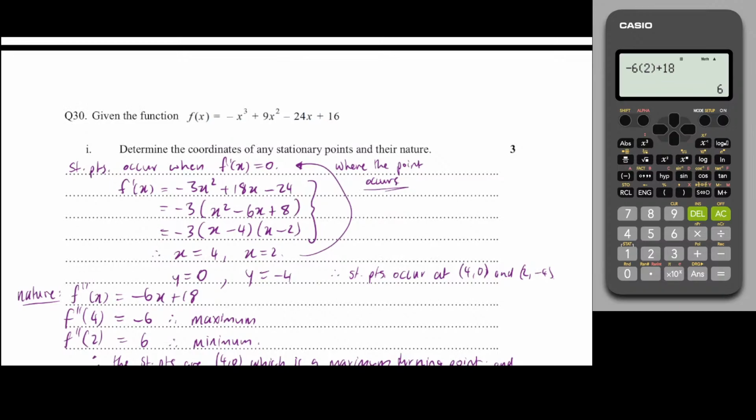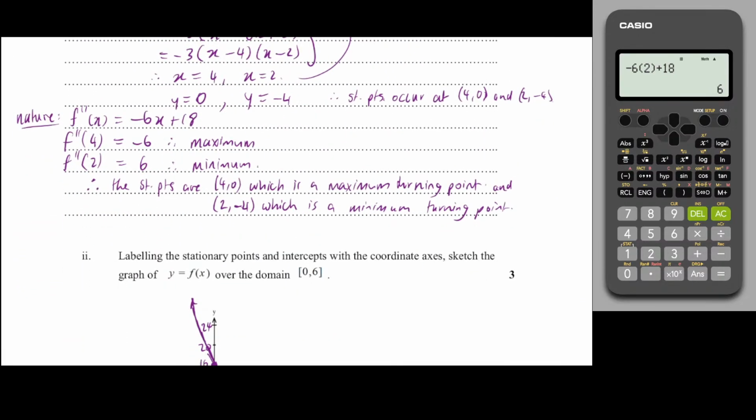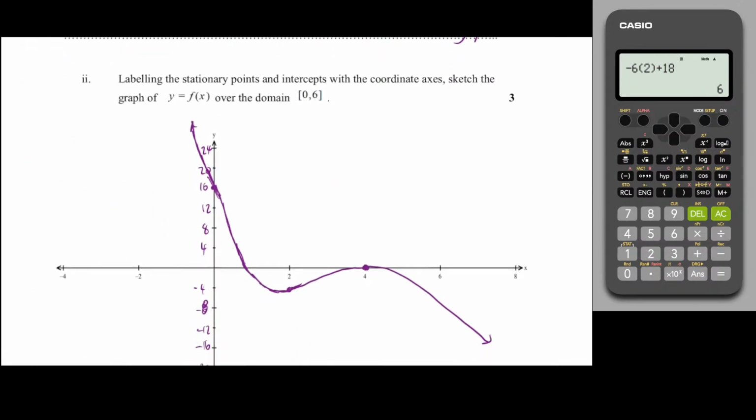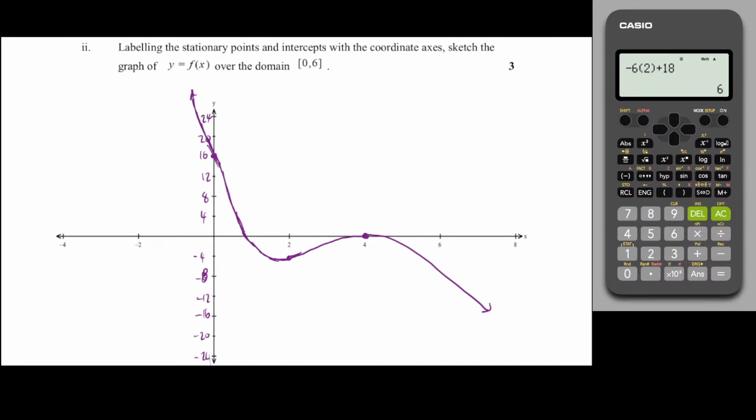Substitute 1 into it and see if it works. If you get 0, then it goes through there. So what's this? 1. Substitute 1, you'll get 0, and then you know that that's the x-intercept.